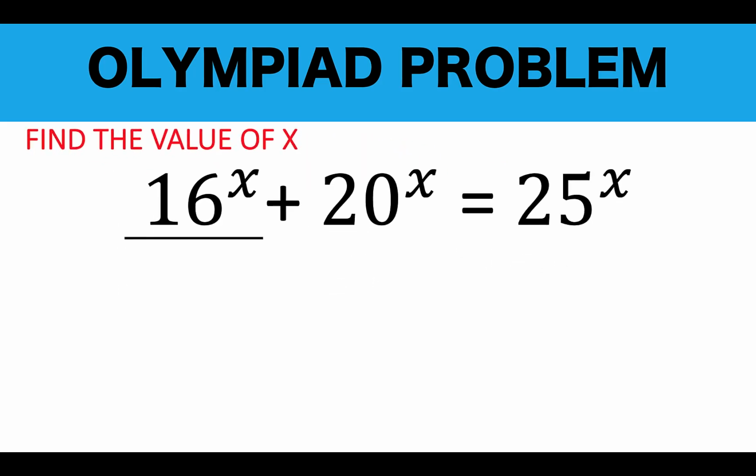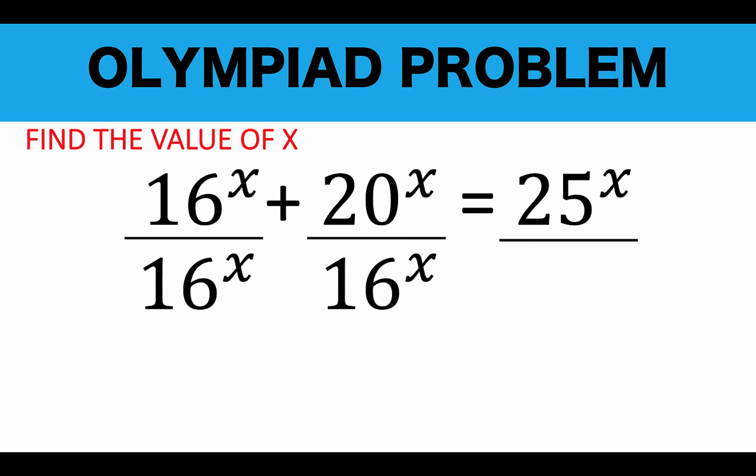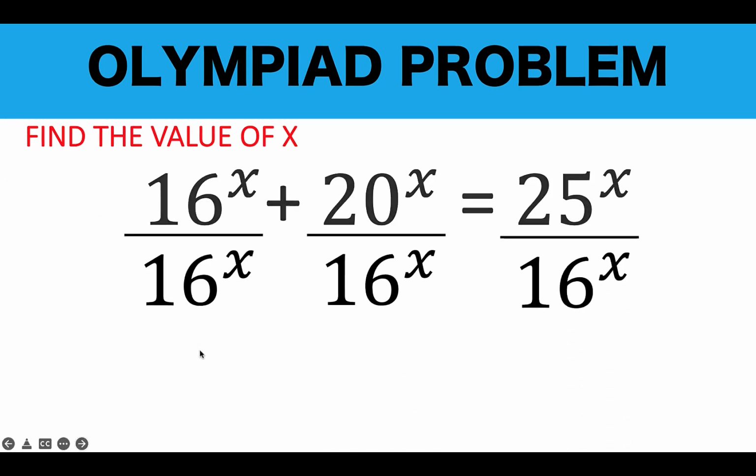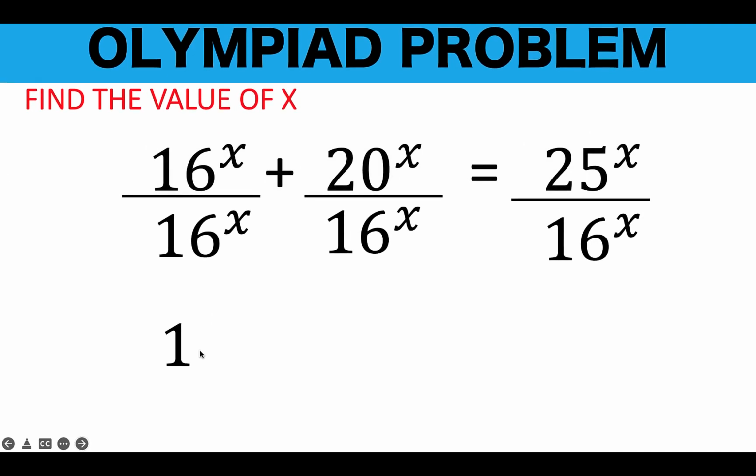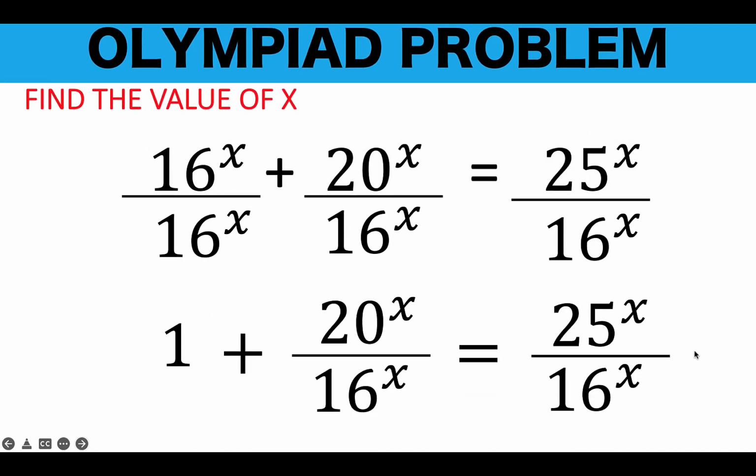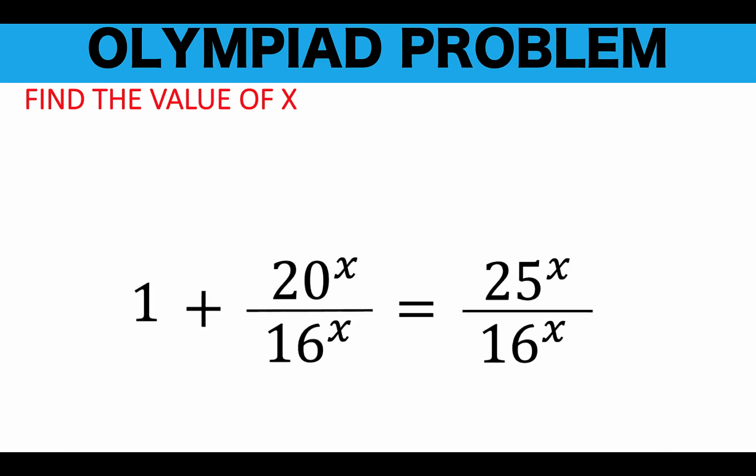The first thing that we're going to do is we'll divide the first term by itself, and we'll divide the rest of the terms by the same value, 16 raised to x. Now any number divided by itself is 1, and so the first term is 1, and we just copy all the rest. Then let's simplify this further.